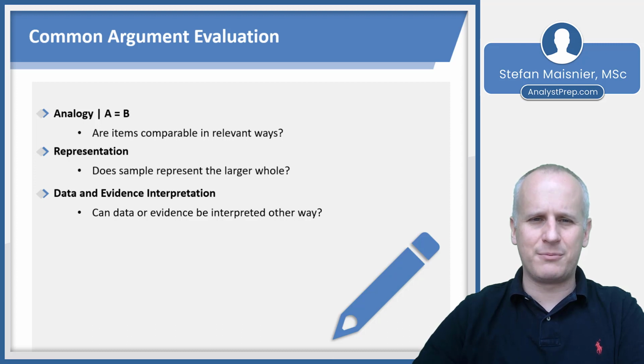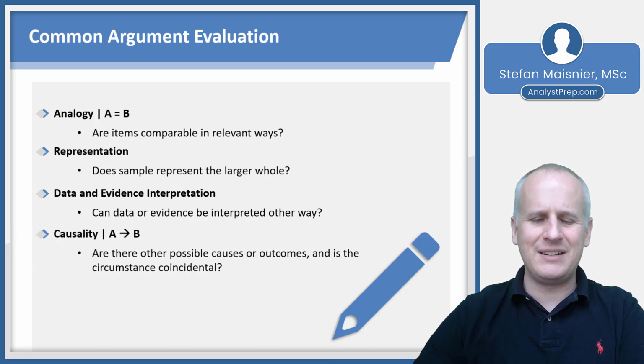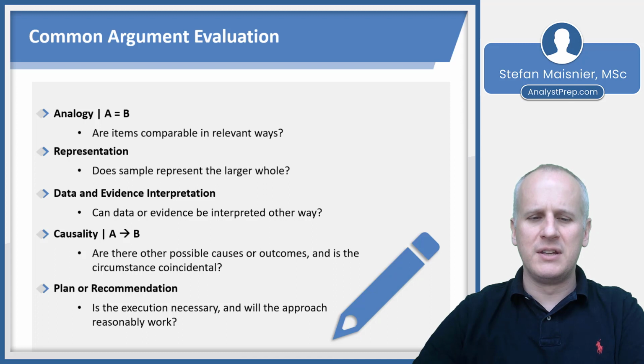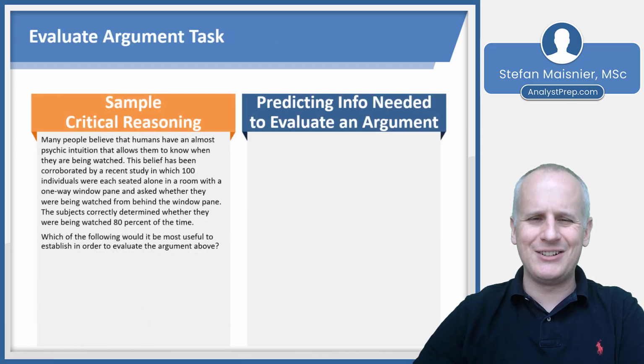For our data and evidence interpretation arguments, you want to consider whether the data or evidence can reasonably be interpreted in some other way. When we're talking about causality, you will have to evaluate whether other possible causes or outcomes are possible or reasonable, or whether the circumstance seems to be coincidental once it's evaluated more closely. And for plan or recommendation based arguments, you want to consider in your evaluation whether the execution of the plan or recommendation is necessary, and will the approach that is being recommended reasonably work according to the defined set metric of success. So let's take a look at an example here.